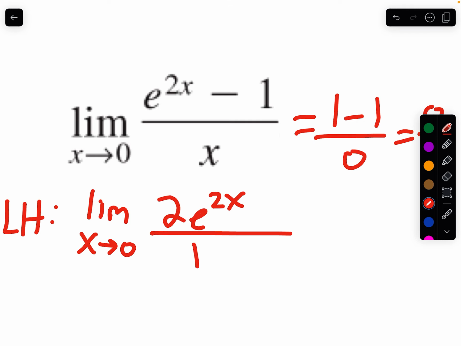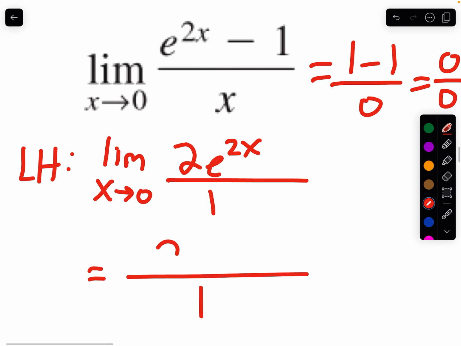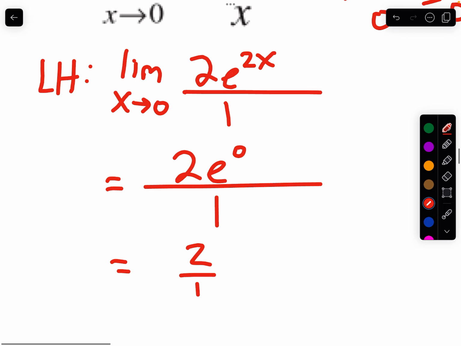In the numerator up there, I needed the chain rule to differentiate e to the power of 2x. And now when I make a direct substitution, my denominator is 1. Here, this would be 2 times e to the power of 0. That'd be 2 times 1, which is 2, giving us a final answer of 2.